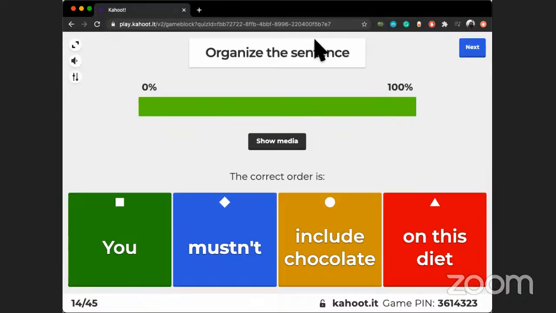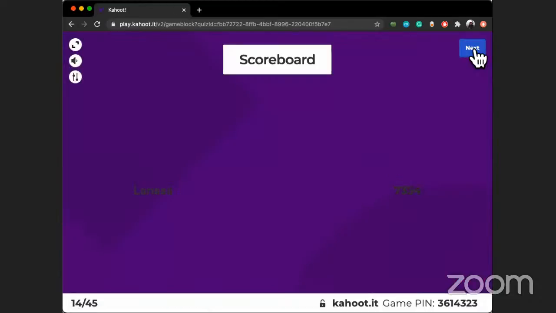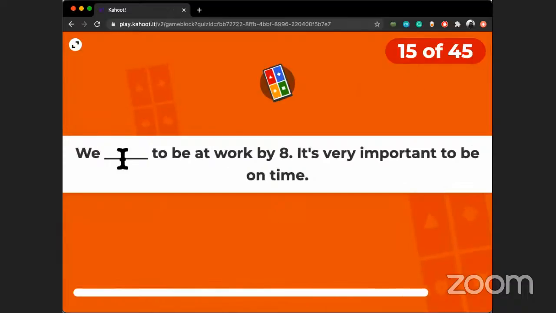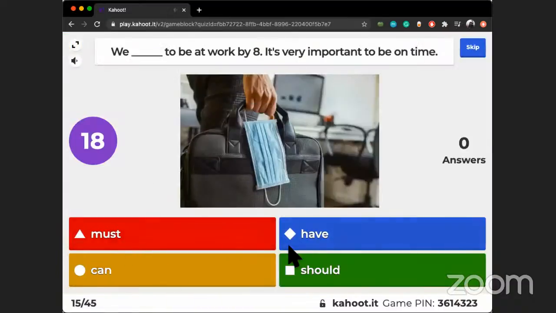Could you read a sentence, please? You must not or mustn't. Mustn't. Yes, that's correct. You mustn't include chocolate on this diet. You mustn't include. Include, okay. Include chocolate. Great. Let's see them. Great job. Okay. All right. So what do you think goes here? Must have can.